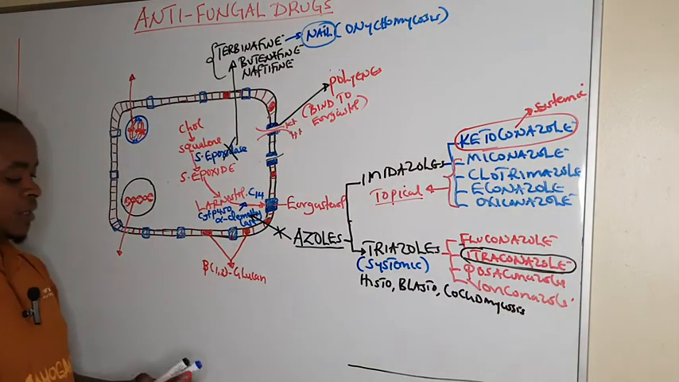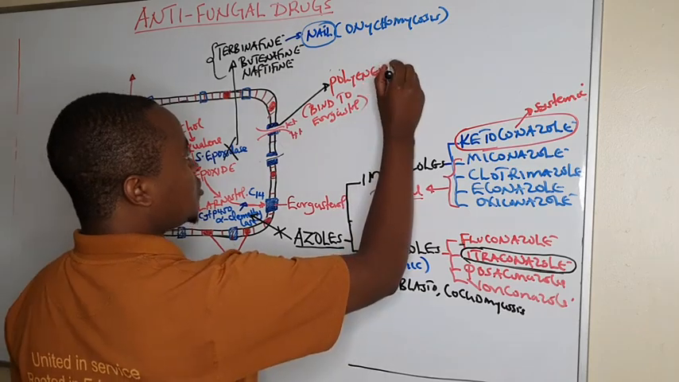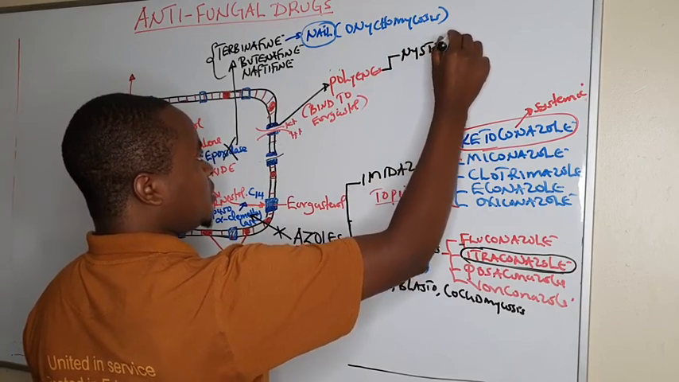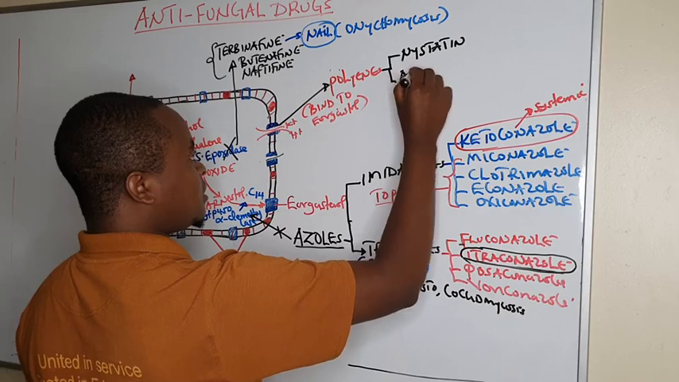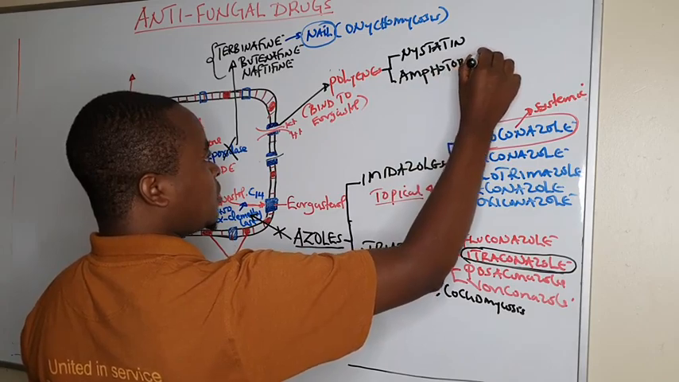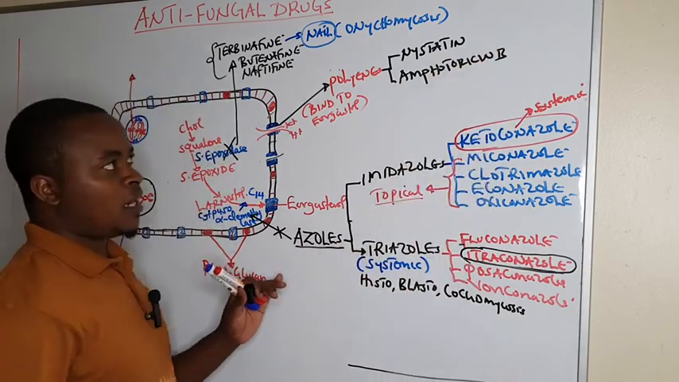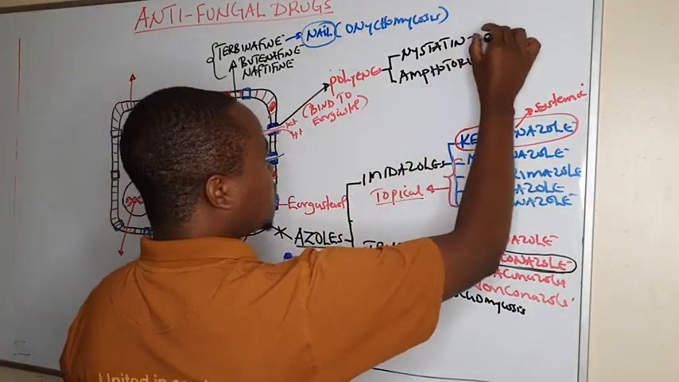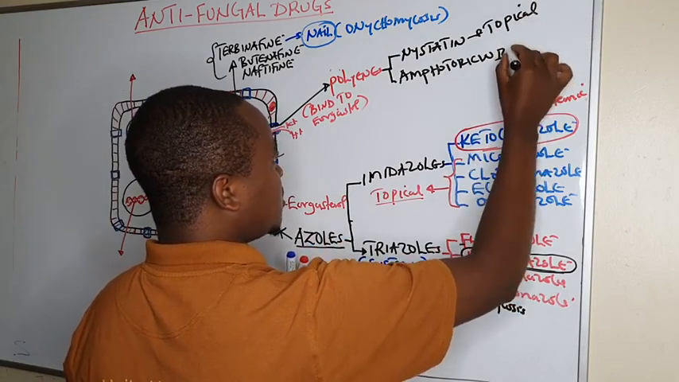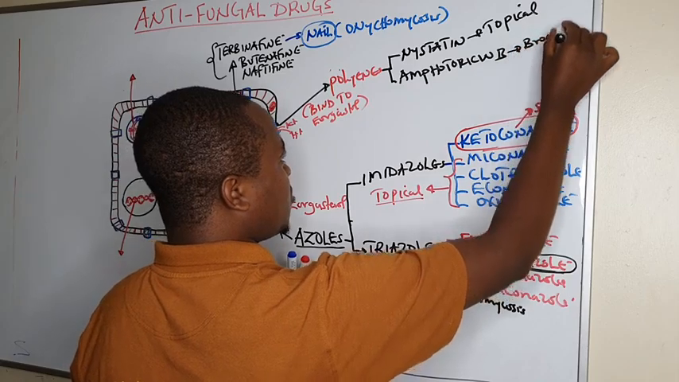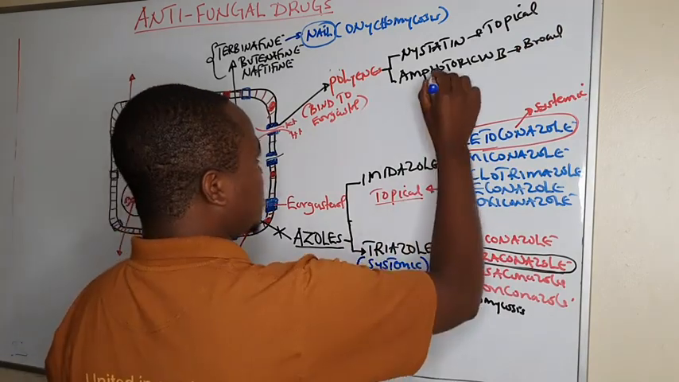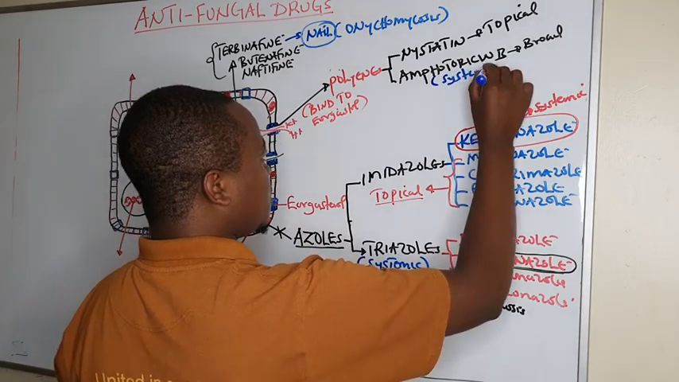And examples of polyenes include nystatin, which was the first one, then we have also amphotericin B. And these are antibiotics. Nystatin is used topically to treat topical fungal infection, whereas amphotericin has a broad spectrum of activity, but is most commonly used for systemic fungal infections, those which are severe.